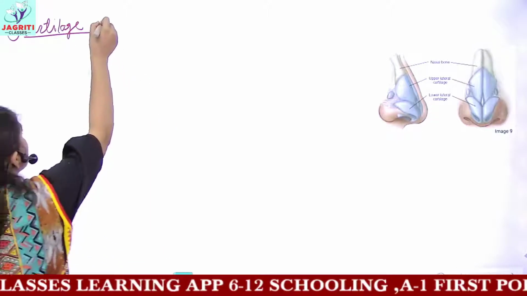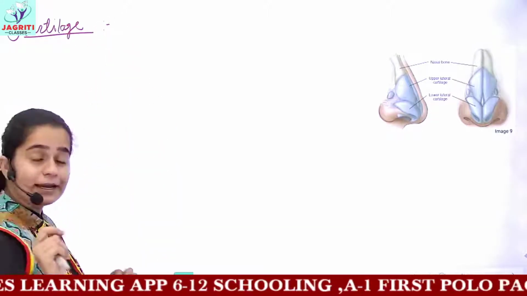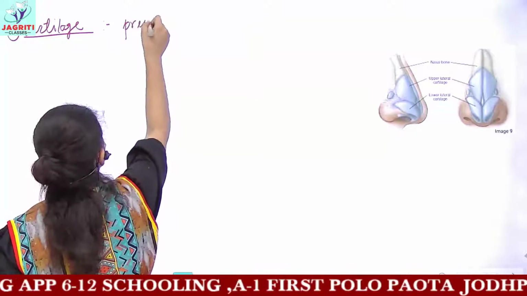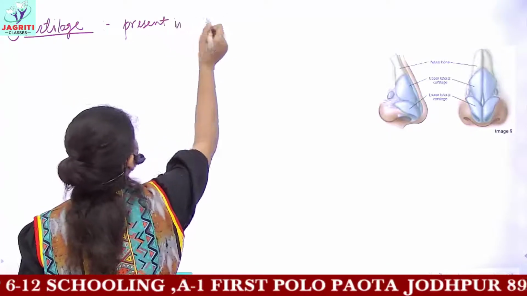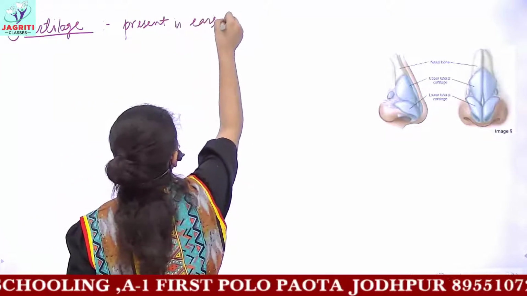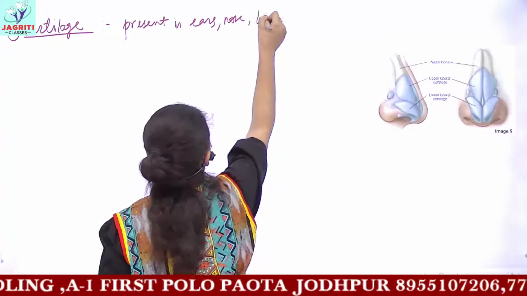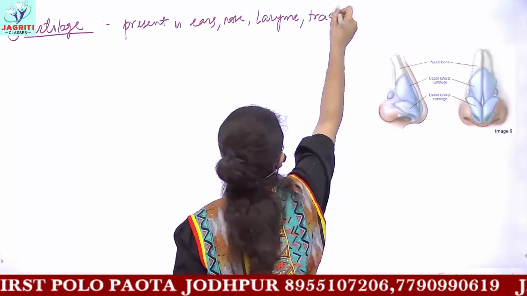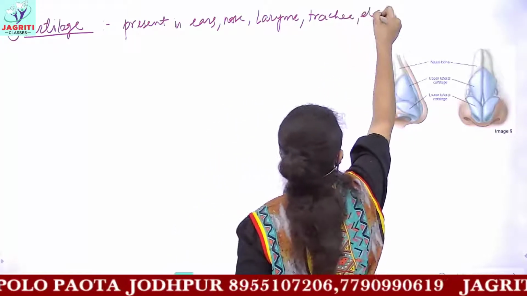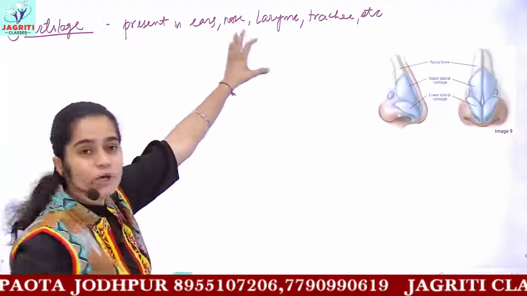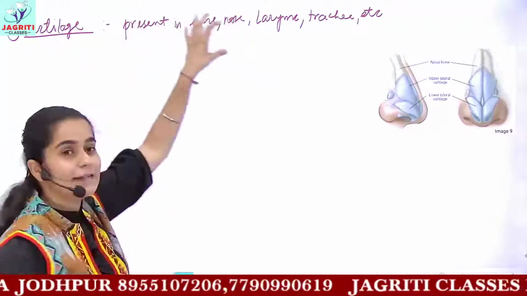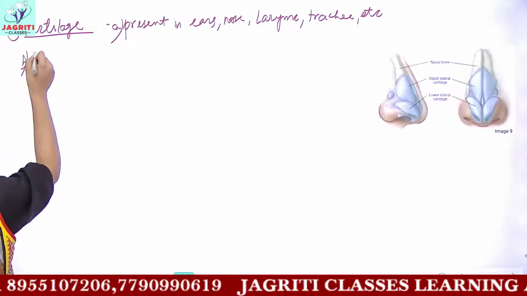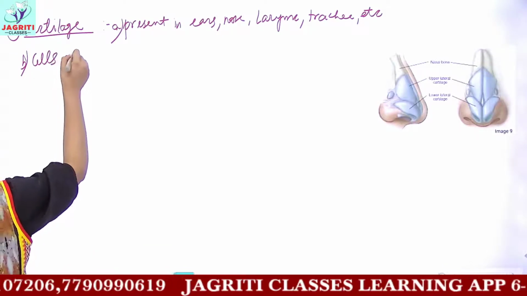So cartilage is again a type of connective tissue. This cartilage is present in ears, nose, then it is also found in larynx. Okay, you can say it is also present in trachea, etc. So these are the different locations where this connective tissue cartilage is present. Then the next point would be the cells of cartilage.